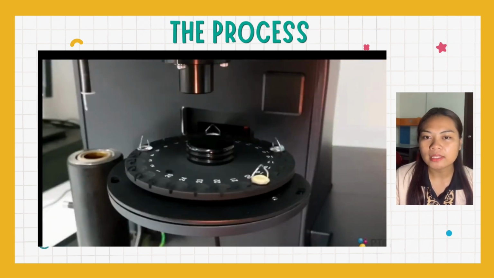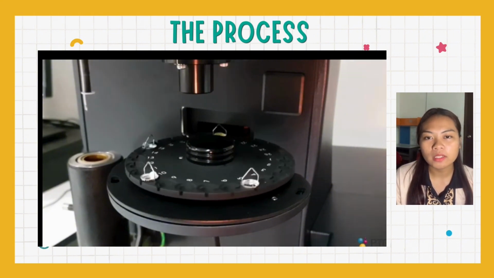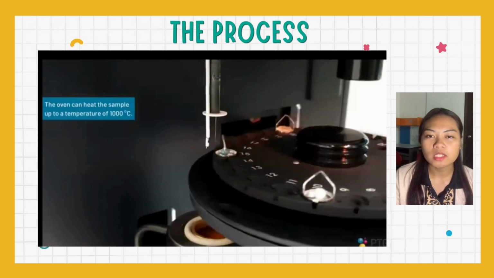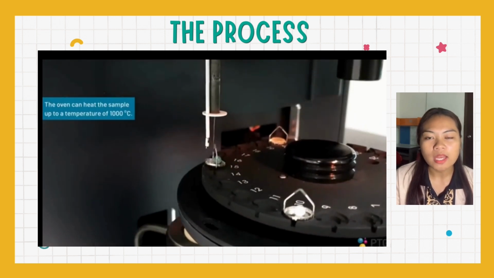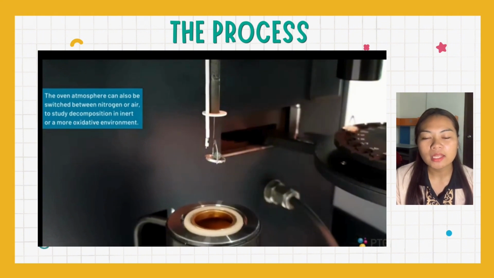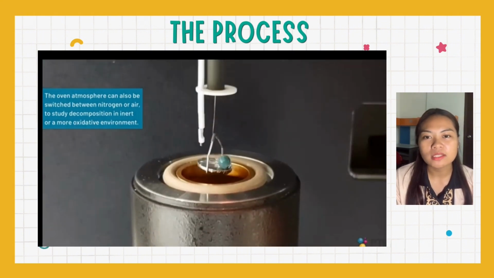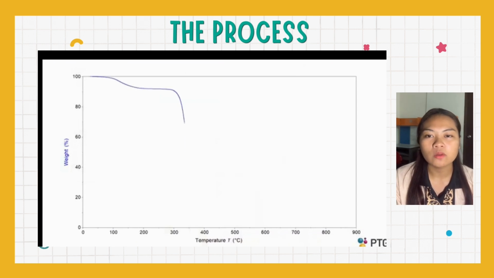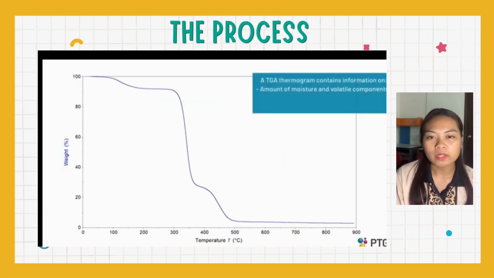Next, the sample is heated at a controlled rate, for example 10 degrees Celsius per minute. The temperature can range from room temperature to over 1000 degrees Celsius, depending on the materials and the analysis requirements. After the sample is heated, its weight is continuously monitored and recorded. The weight loss is plotted against the temperature or time to produce a thermogravimetric curve.